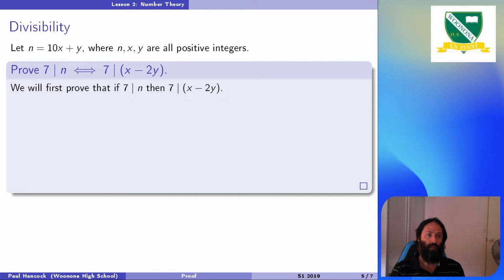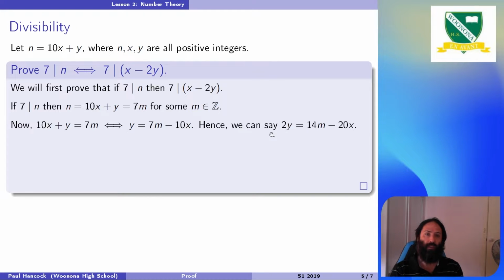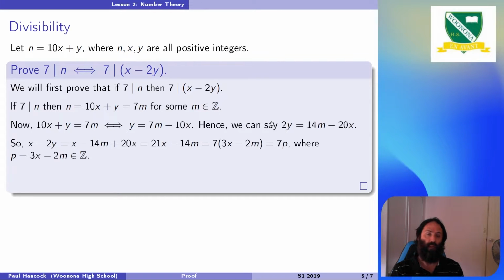So we're going to prove first that if 7 divides n, then 7 also divides x minus 2y. So if 7 divides n, so here we're told 7 divides n running this way, then that means that 10x plus y is some multiple of 7. And rearranging that, then that means that y is equal to 7m minus 10x. Okay, and we can double that result, and you'll see why in a second. We can double that result and get that 2y is 14m minus 20x. And the reason we doubled it is because we need this x minus 2y term here. We need to double y to work with this result.